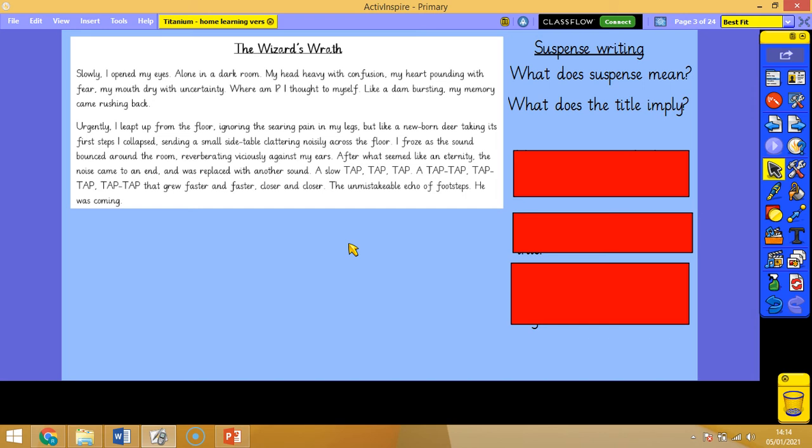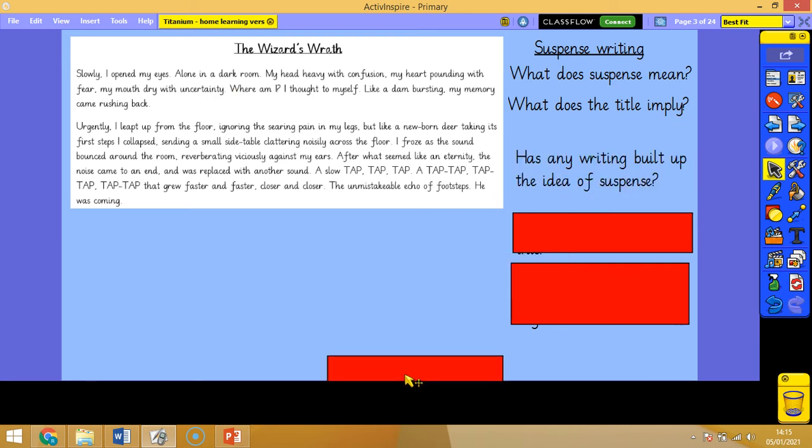He was coming. So the first thing you notice about this is the amount of short sentences. Slowly I open my eyes, alone in a dark room. And then there's the person saying this. It's written in first person because of the use of I. He's saying, where am I? And then like a dam bursting, my memory came rushing back. Then urgently, straight away after that, the memory comes rushing back and urgently is leaping up. And here we go to slightly longer sentences, so more of a description. A good suspense piece uses short sentences to set the scene, but also to build pace, to build the speed of the reading, if you like.